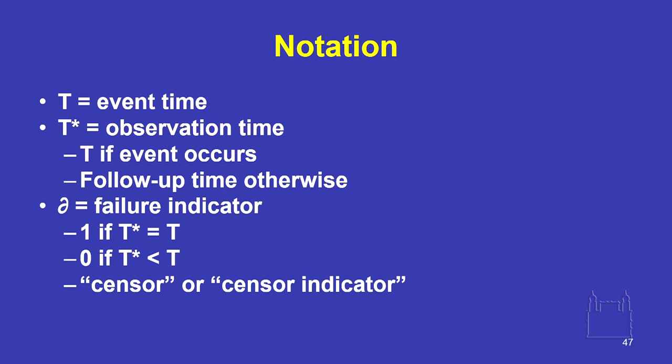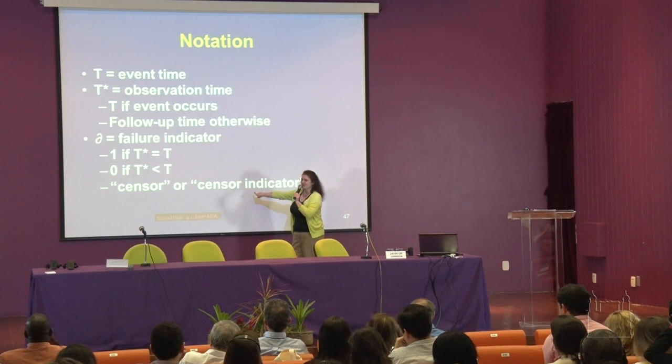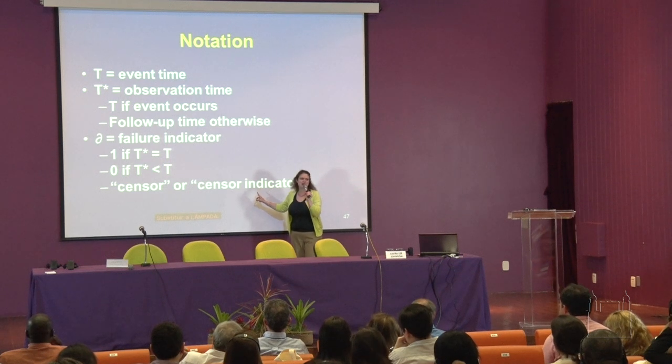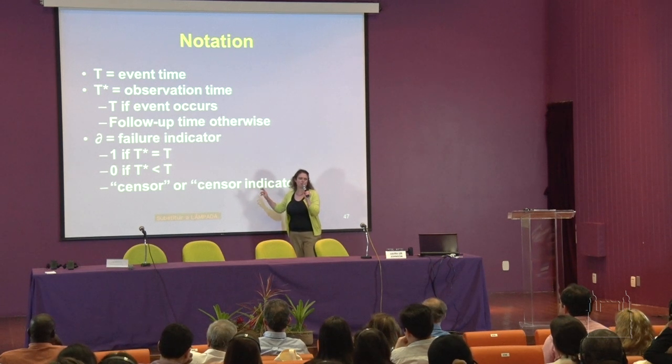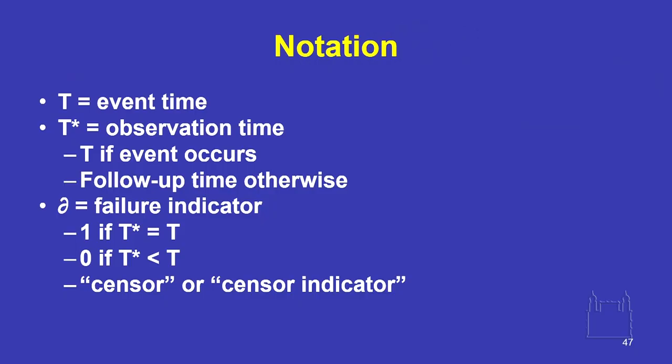So if the event occurs, you have an observation time. Otherwise, what you have is follow-up time, right? You followed them, but nothing happened. This is a tricky point that comes up next, because depending on the software you use, you will either need to put into your model a failure indicator, so they had the event, or a censor indicator. These are the exact opposite of each other. Read what the program actually means for you to put in.